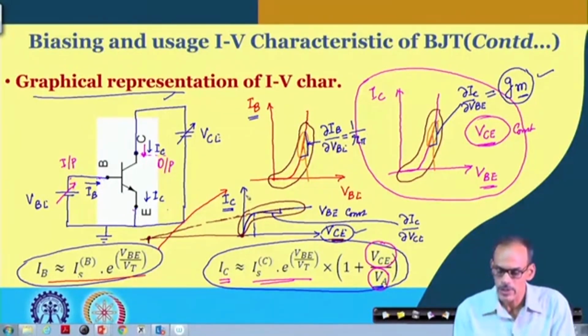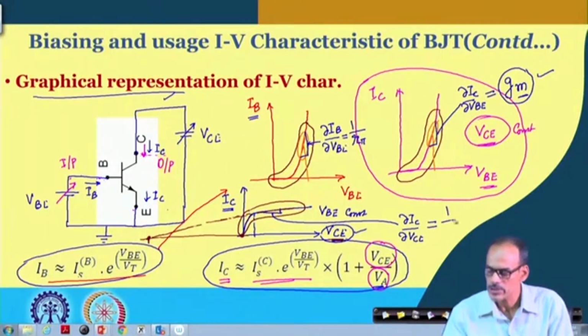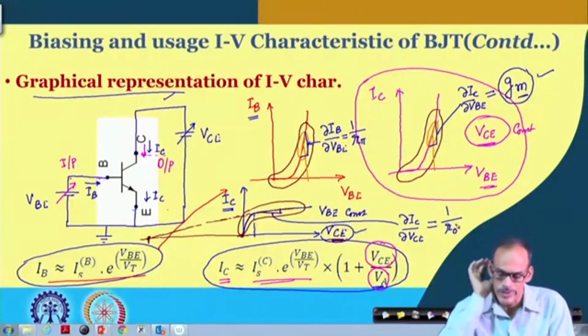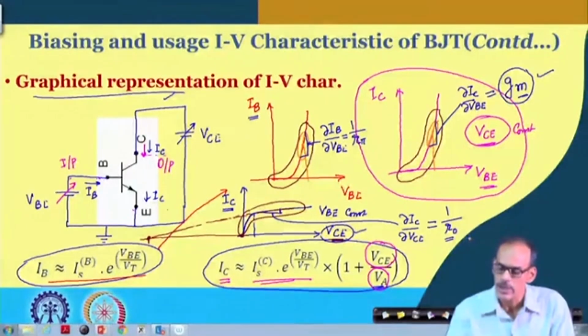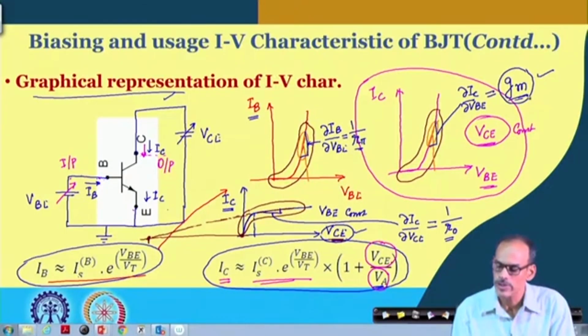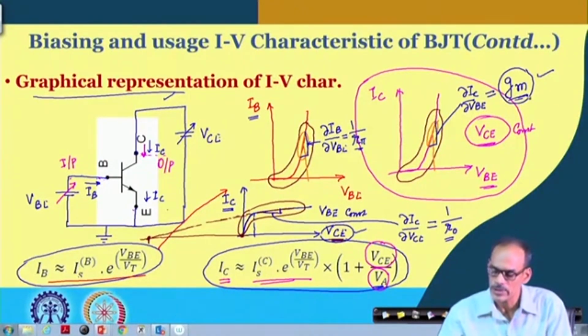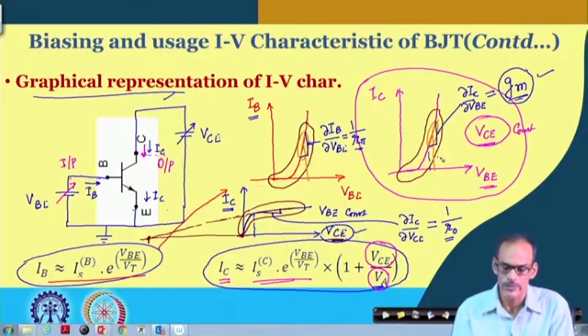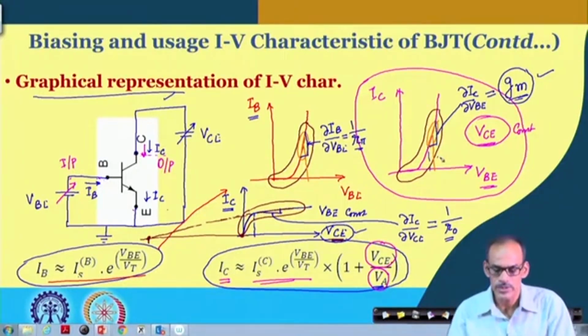Likewise, if you see the IC versus VCE characteristic curve, this slope also has an interpretation as output port conductance or 1 by RO, where RO is the output port resistance. Of course, this RO is the small signal resistance, R pi is the small signal input port resistance, and GM is the transconductance, keeping in mind that we are restricting the signal within a certain range, so that the linear model is valid. So, that is the graphical representation of this IV characteristic equation.